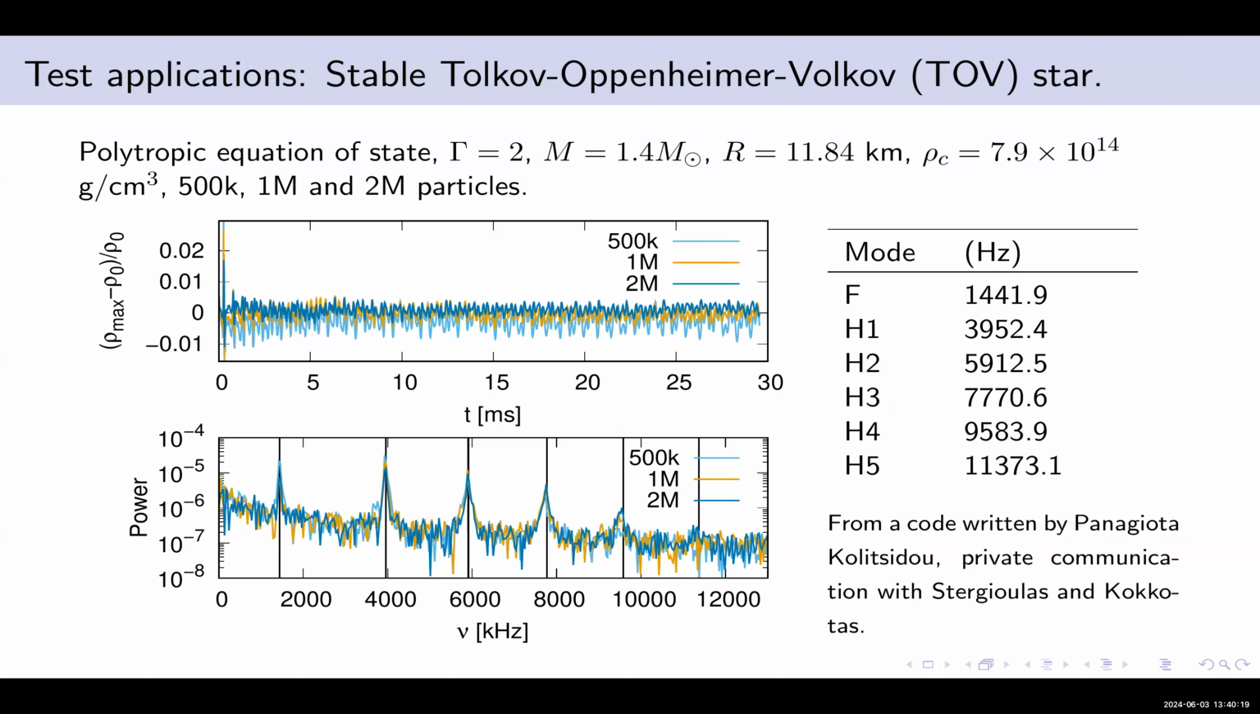Second application was just to take a stable TOV star, put the metric on our grid, and come up with a distribution of particles to represent the density and pressure structure of the star. Here we just use a polytropic equation of state with gamma equals 2, this mass and so on, because that was something where I could compare with known results in the literature.